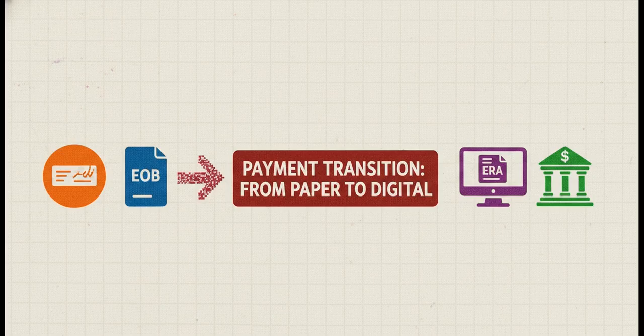The document that goes with it is called an ERA, or Electronic Remittance Advice. Honestly, it's just a digital EOB. You'll handle it the exact same way.